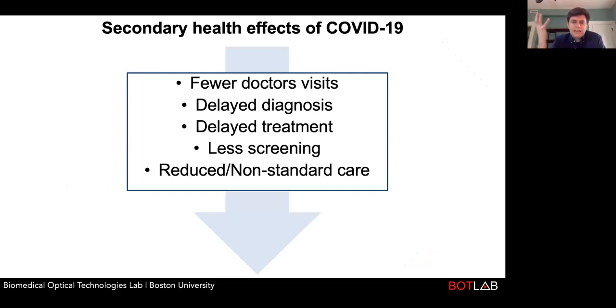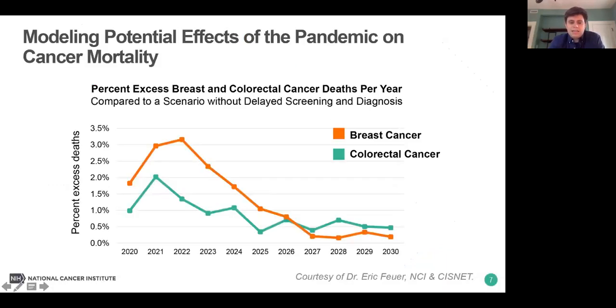But the secondary health effects of COVID-19 are going to be with us for quite a while. There are fewer doctor's visits, delayed diagnosis, delayed treatment, less screening, and reduced and non-standard care. The National Cancer Institute here in the US did some modeling last summer, trying to estimate how many excess deaths there would be from breast and colorectal cancer due to these secondary health effects.